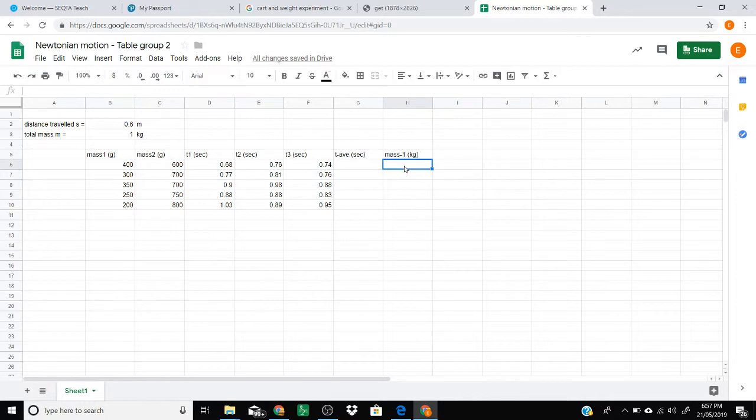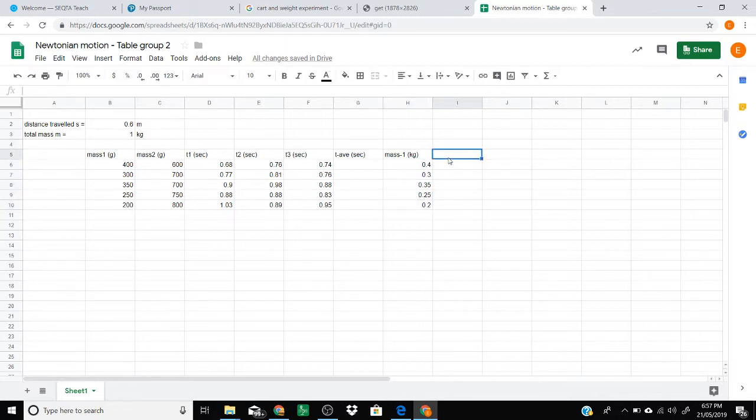So what I can do, let's have a look. Mass 1 in kilograms is mass 1 in grams divided by 1,000. So you see what I've done here? Just equals. Once you press equals, I just clicked on this here, and I did divided by 1,000. Okay, put that down, and we have 0.4. Brilliant. Now, if you want to repeat something for each row, just drag that square down, and there we go. We divided all of these by 1,000.